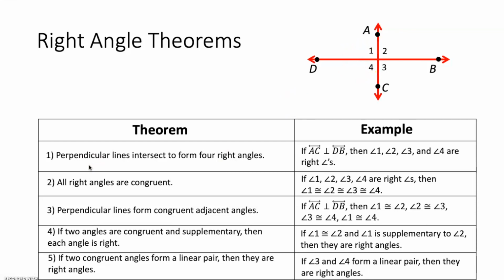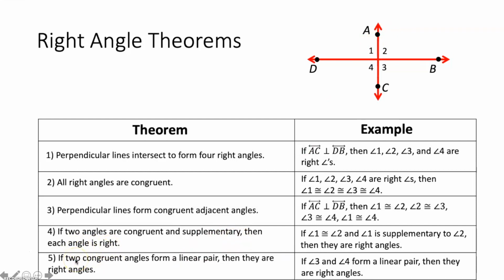The fourth right angle theorem says if two angles are congruent and supplementary, then each angle is right. This should also make sense. Let's look at angle 1 and angle 2. If we know angle 1 and angle 2 are supplementary, that means that their measures add up to 180 degrees. If we know they're supplementary and we know they're congruent, that means you just take 180 and divide it by 2, which means that each measure would equal 90 degrees, meaning that each angle would be a right angle.